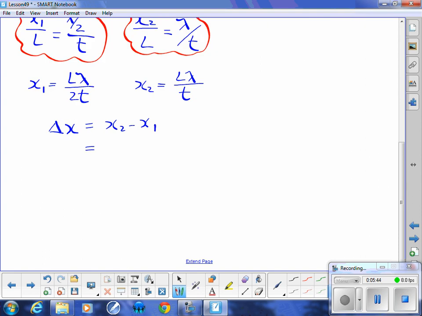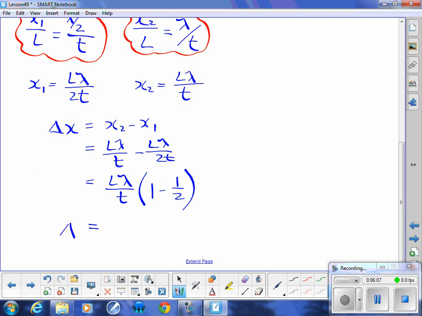We know that x2 is L lambda over t. x1 is L lambda over 2t. I'm going to common factor out an L lambda over t, and that would leave me with 1 minus 1/2. And when you simplify 1 minus 1/2, that's just 1/2. So we end up with delta x is equal to L lambda over 2t. That's 1/2 times that fraction.